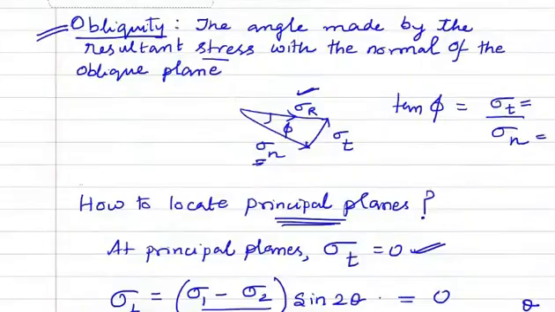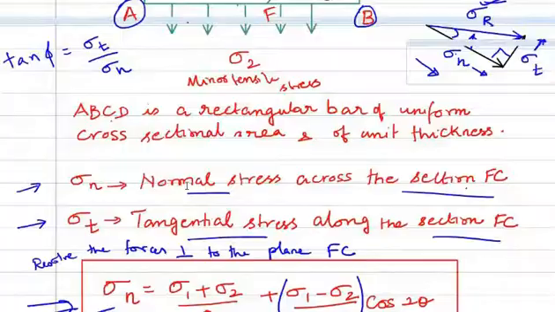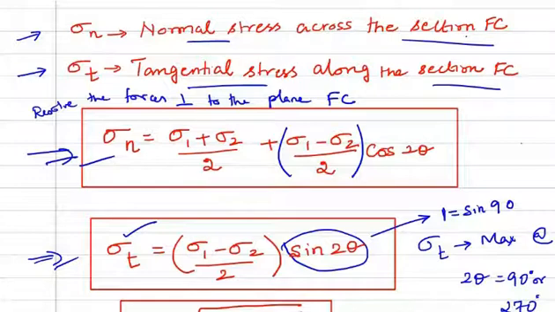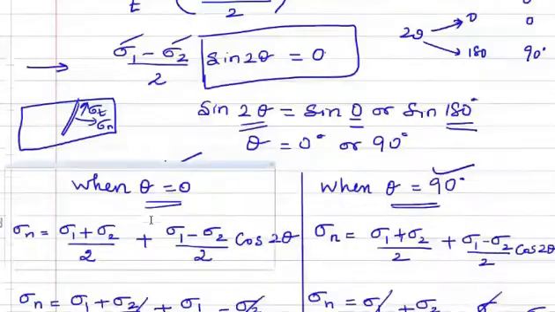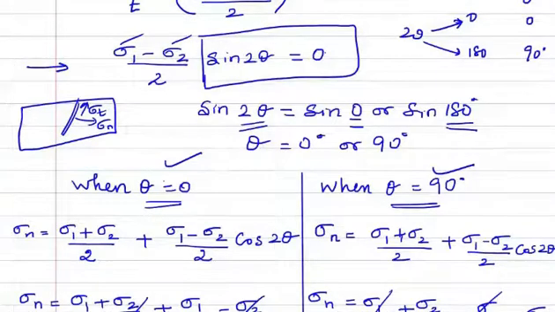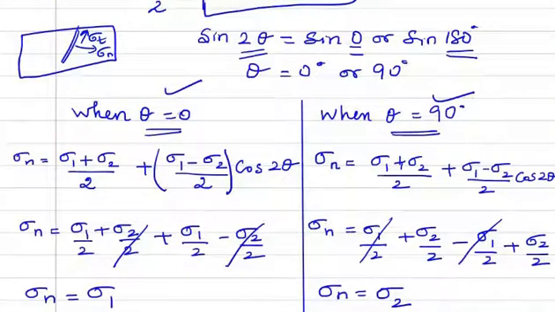Previously I have calculated the normal stress. So this is your normal stress, this equation 1. You note down this value. Normal stress is equal to sigma 1 plus sigma 2 divided by 2, plus sigma 1 minus sigma 2 divided by 2 into cos 2 theta. Now put the value of theta equal to 0. So if theta is equal to 0, cos 2 theta will be 1.